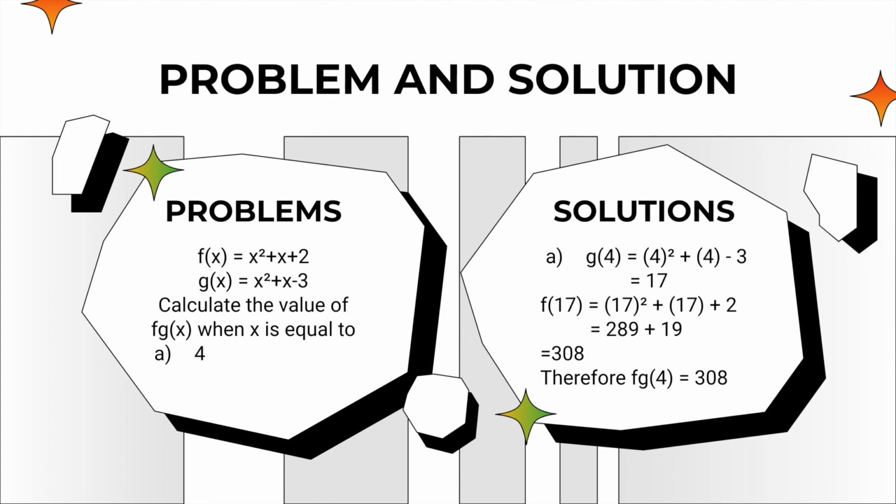4 squared plus 4 minus 3, which is 17. And now we take the 17 and input it into the second function, which is the f function. So we have f(17) equals 17 squared plus 17 plus 2, which equals 289 plus 19, which equals 308. Therefore, the function fg(4) will be equal to 308.